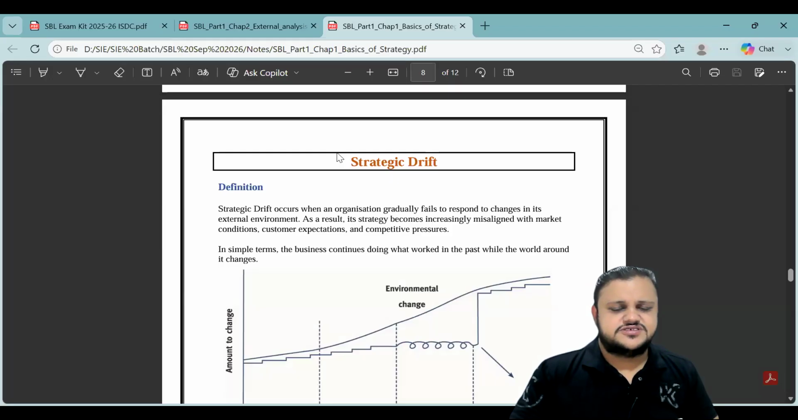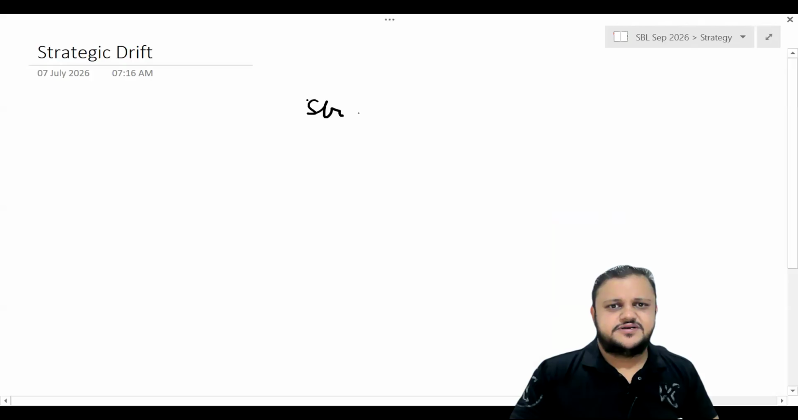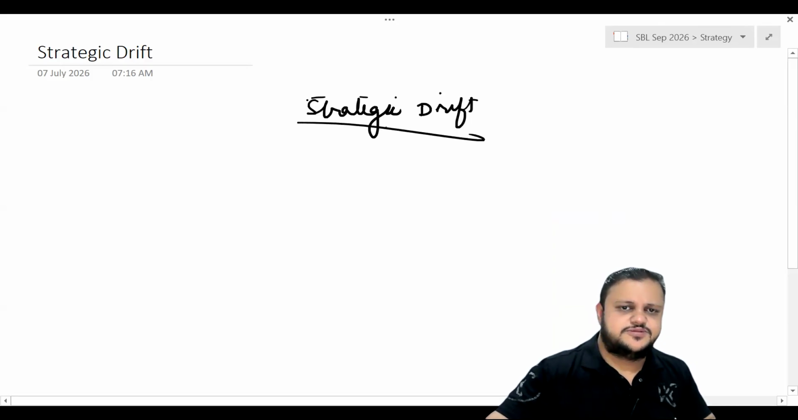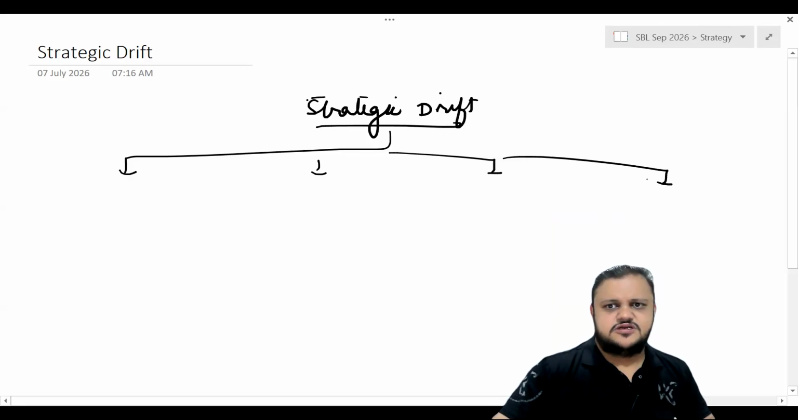Have a look. What is strategic drift? We have discussed this in the last class also. Again, let me give you a very good example. See, strategic drift basically has four parts. If you can see, there are four phases. I would say that you write down all the phases. Strategic drift has four parts, right? 1, 2, 3, and 4, right?